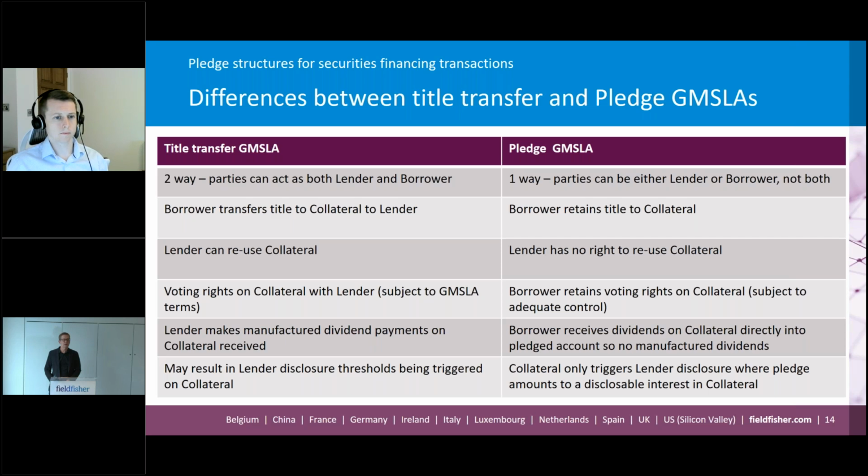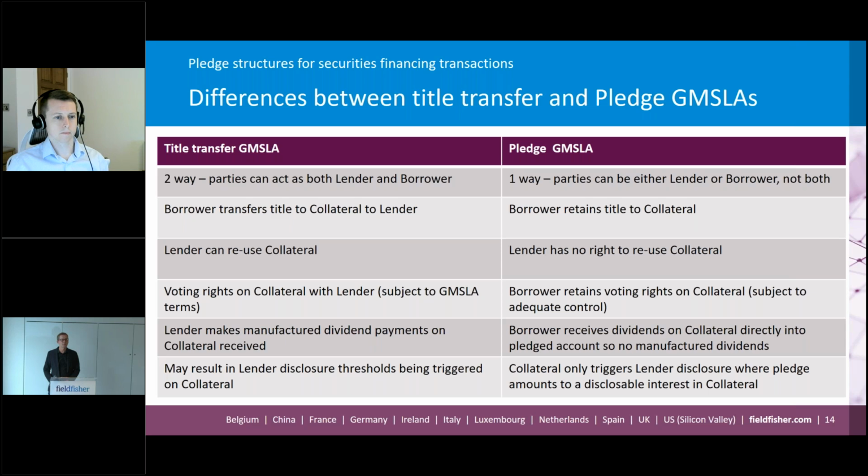The next point to note there is that obviously in a normal TTCA stock loan or repo, there are manufactured payments that have to be made both with respect to loan securities and the collateral. So if the collateral securities are throwing off coupons or dividends, you have to make manufactured payments. There are tax issues about that that people need to be mindful of, lenders and agents. And in a pledge structure, that really doesn't arise. The borrower owns the collateral, they keep the collateral, albeit in a pledged account, so they receive dividends and so on directly into that pledged account. They never leave the building, if you like, and so there are no manufactured payments and no tax consequences of that.